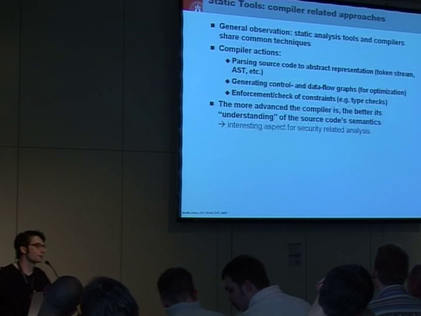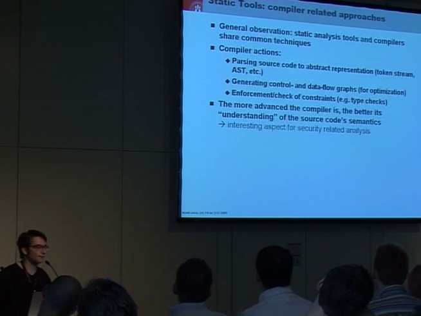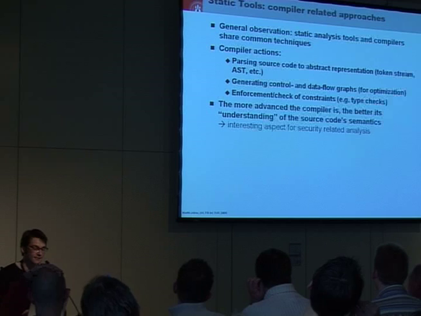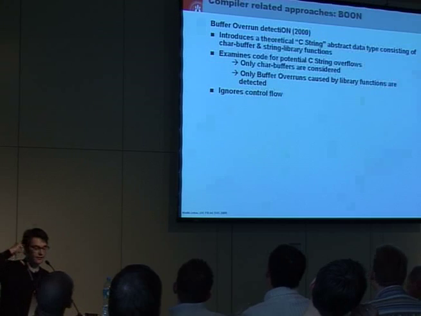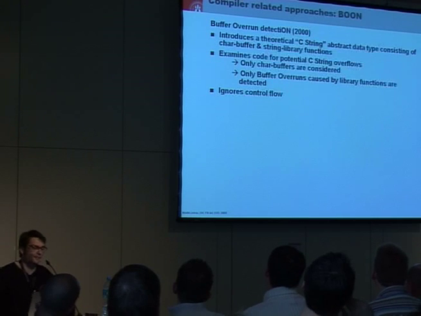And if we want to do some sophisticated analysis for security problems, we should try to understand our program. So looking at compilers can help us. The first real tool that I'm going to show you is called Boon. This is short for Buffer Overrun Detection. It's from the year 2000.